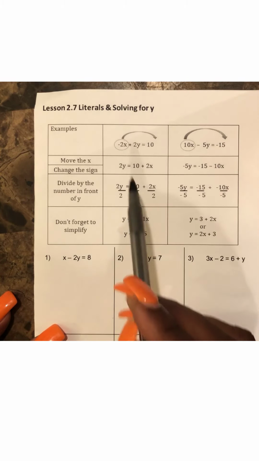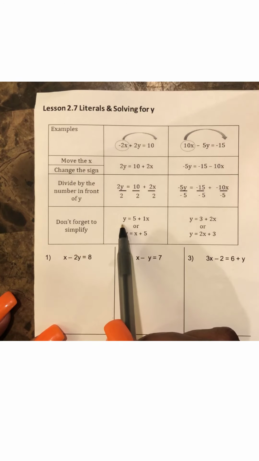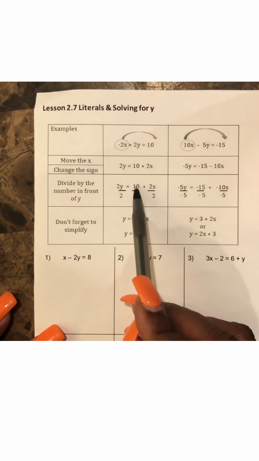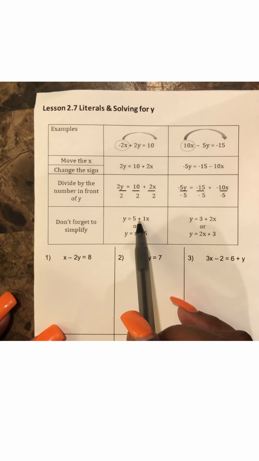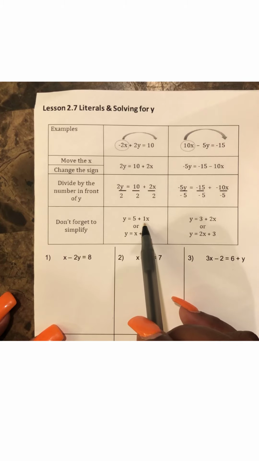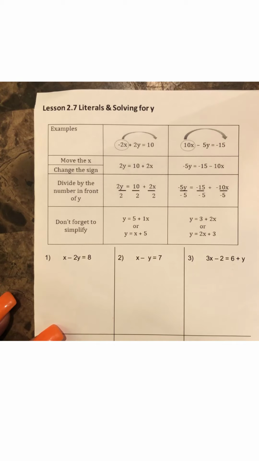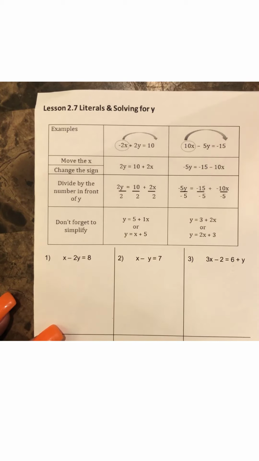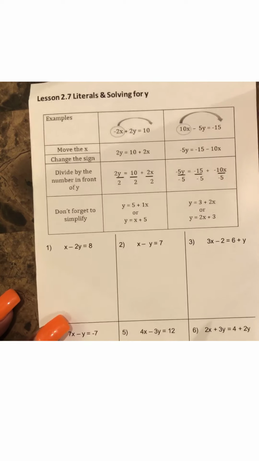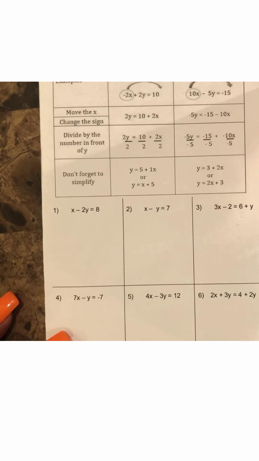Don't forget to simplify. So our 2's cancel out, leaving us with y. 10 divided by 2 is 5, plus 2 divided by 2, which is 1x. Or we could write y equals x plus 5. So let's look at number 1 using our jingle.